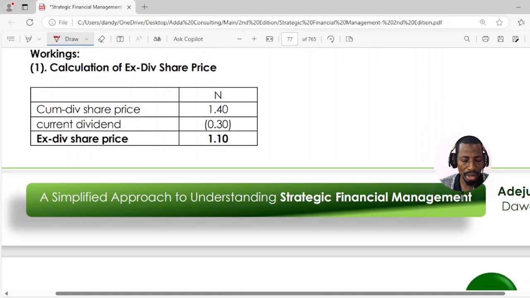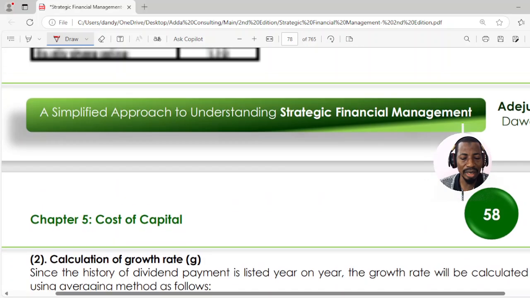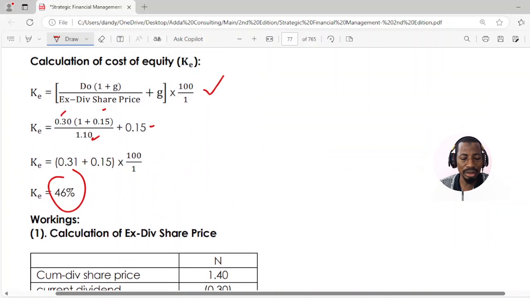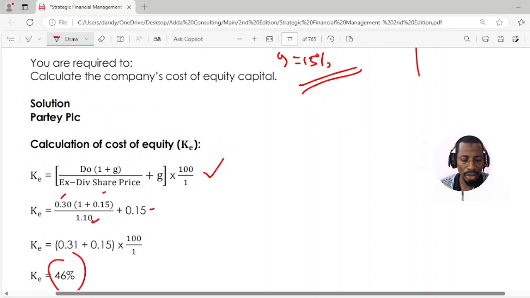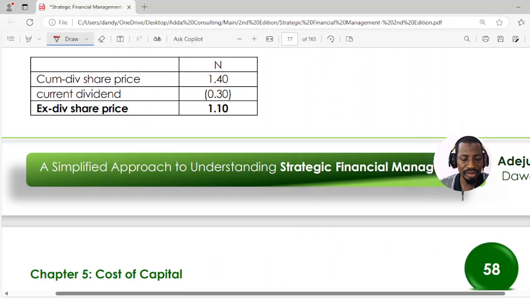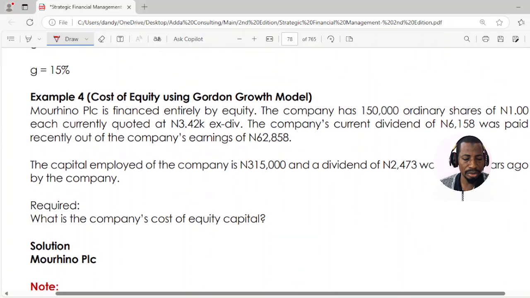So this is how to calculate cost of equity, where historical pattern of dividend paid is given year on year. So in this particular example, the examiner wants to test your understanding on how to calculate cost of equity where there is growth, how to convert cum div share price to ex-div share price, and also how to calculate growth rate using the historical pattern of dividend payment. Okay, so that's that. Let's have this example number 4.